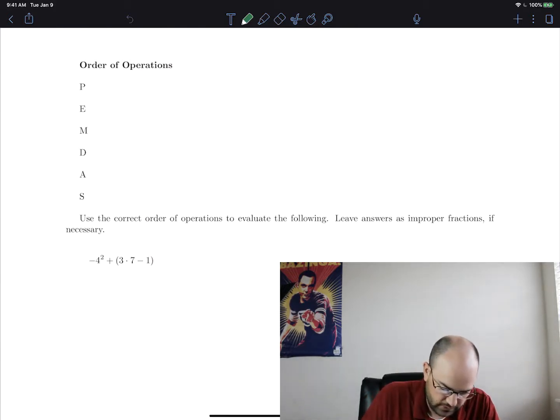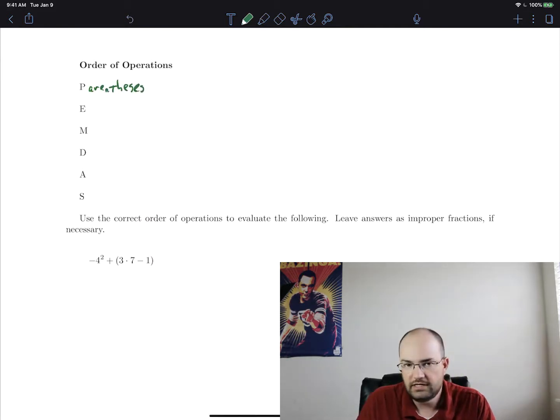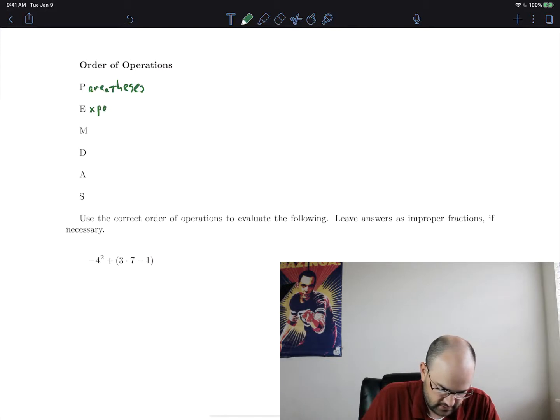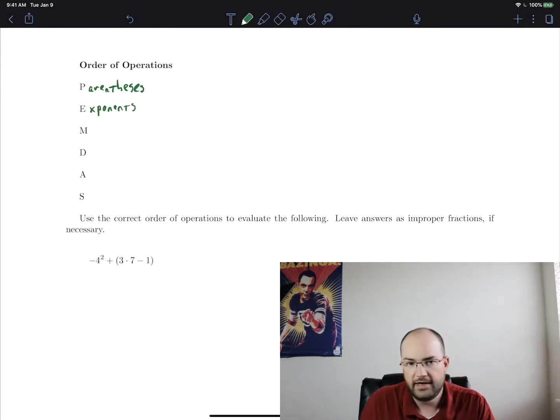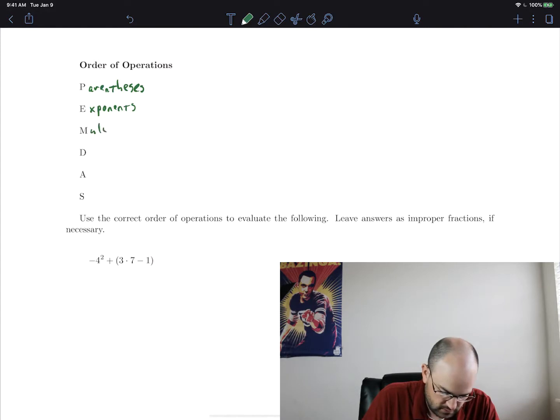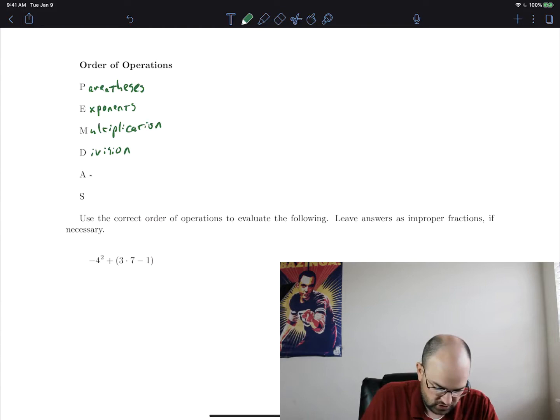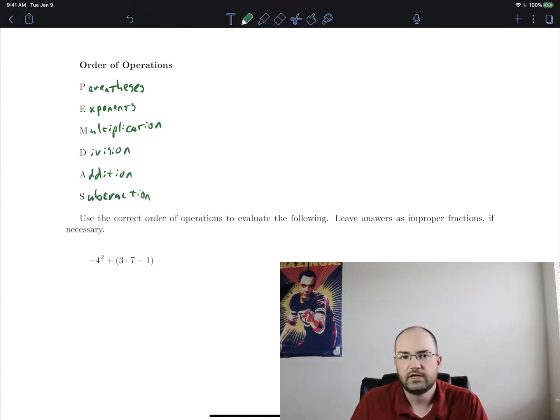The P stands for parentheses. The E stands for exponents. The M stands for multiplication. The D stands for division. The A stands for addition. And the S for subtraction. Now, this is perfectly fine to use, but I don't actually like to use it in this form.